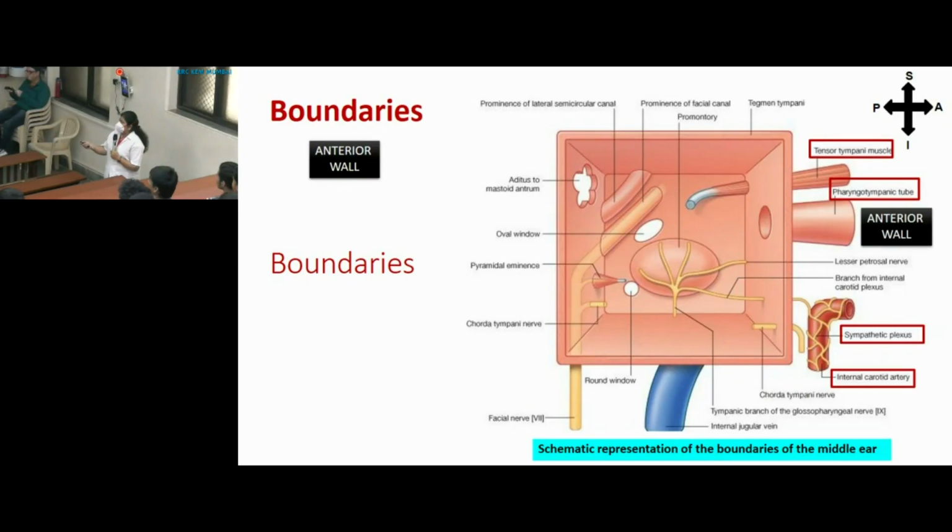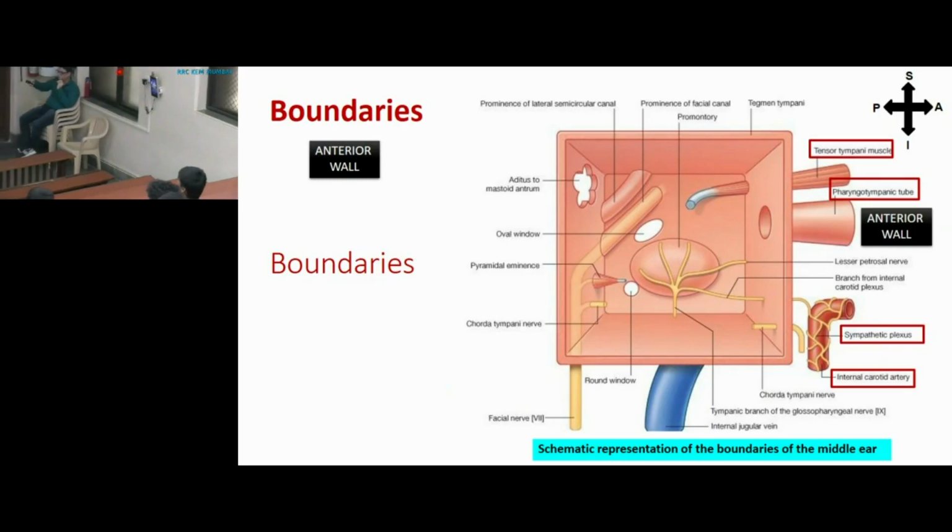What is present in upper half? There are two bony canals. The upper bony canal is for this muscle, tensor tympani muscle, and the lower bony canal is for pharyngotympanic tube. Other name is Eustachian tube or auditory tube.